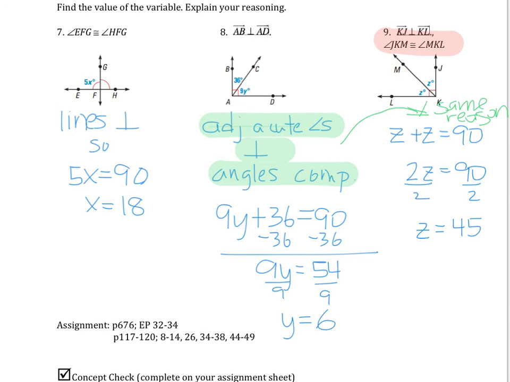Okay, in the first ones you have perpendicular lines because you have two lines intersecting with adjacent angles congruent. So they form perpendicular lines, and the angles are right angles. In the second one, you have adjacent acute angles that are perpendicular, so the angles are complementary. And the last one is the same reason as the second one.